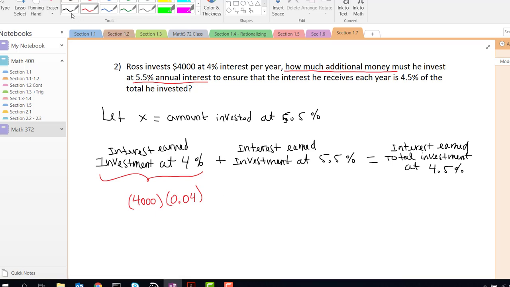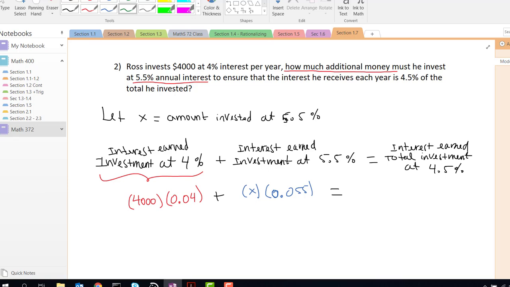And then plus, now the investment earned at 5.5%. So how much did we invest at 5.5? We don't know. That's what we're looking for. But what did we call it? We called it X. So it is the amount X times the interest rate as a decimal. So this is going to equal the total amount.